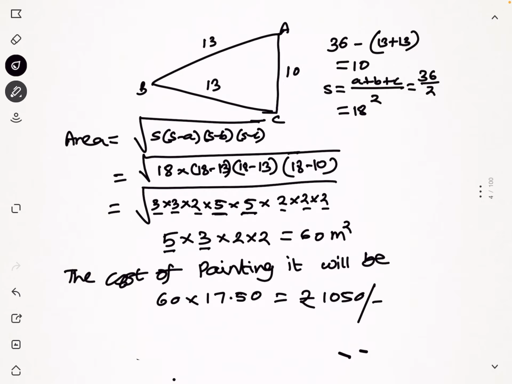So we have an advertisement board in the form of an isosceles triangle with the equal sides being 13 and 13. He has given the perimeter of this triangle as 36. So 36 minus 13 plus 13 will give the remaining side, which is 10. And from that we calculate S value, which is 18. And after calculating S value, we calculate the area, which is square root of S into S minus A into S minus B into S minus C. From that, we arrive at this calculation and the final answer is 1050. Let's continue the rest of the problems in our next video.